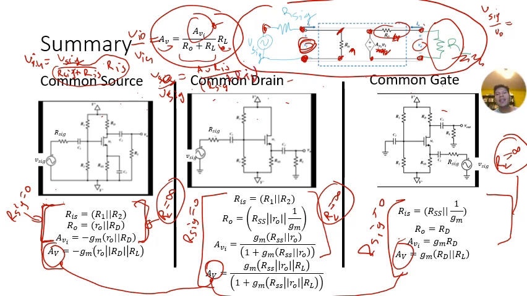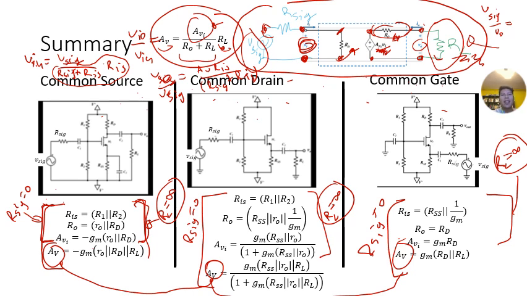So you have AV times RIS divided by R sig plus RIS. So what I'm trying to say is basically once you have these four parameters, analyzing the complete circuit to get V out over V sig is actually quite straightforward, because there's a voltage divider at the input and there's a voltage divider at the output. So that's why we only care about deriving these parameters. The rest are kind of freebies.